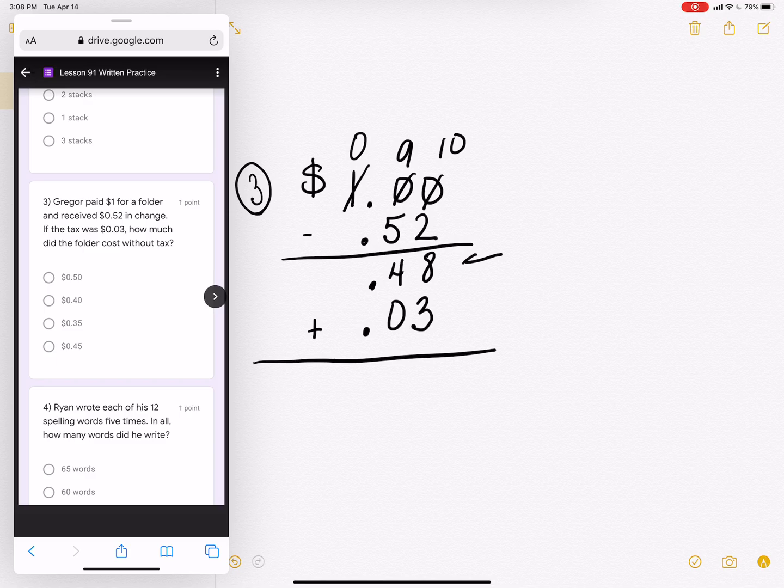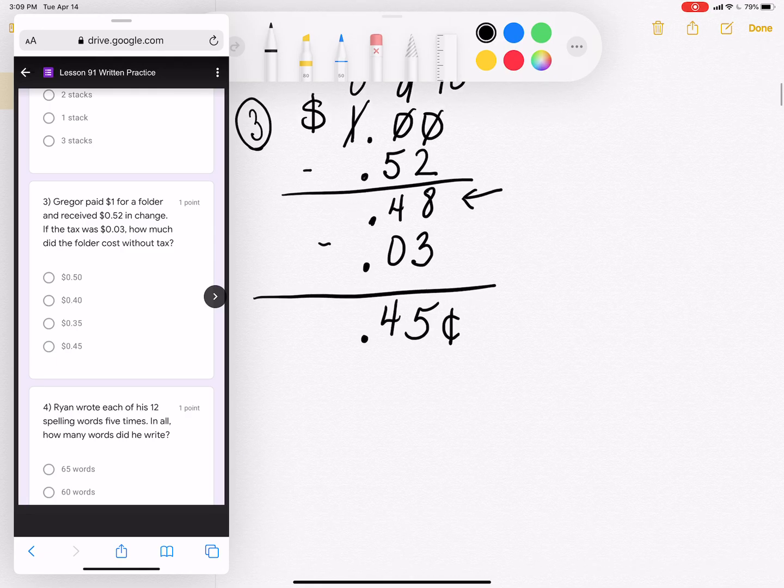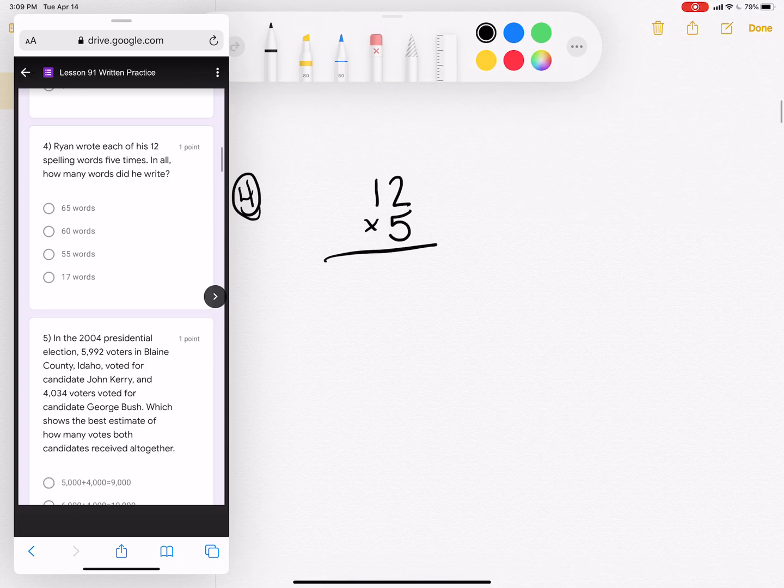This is how much the folders cost with tax. Or wait, without tax. Let me think. $1, received 52 cents and change. I think I need to... Number 3. Yeah, this is an incorrect symbol right here. I need to subtract 3 cents because this is the total amount with tax. So we need to subtract the tax and get 45 cents. That's the cost of the folders without tax. Sorry about that.